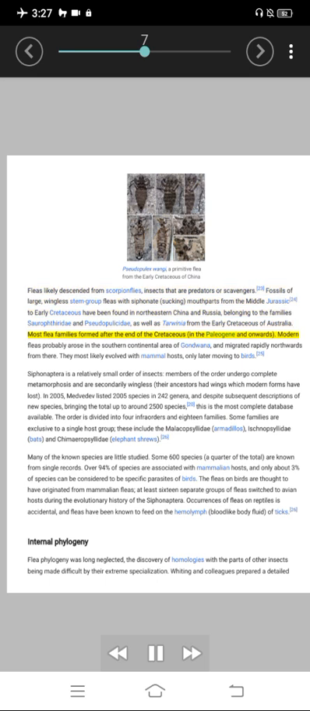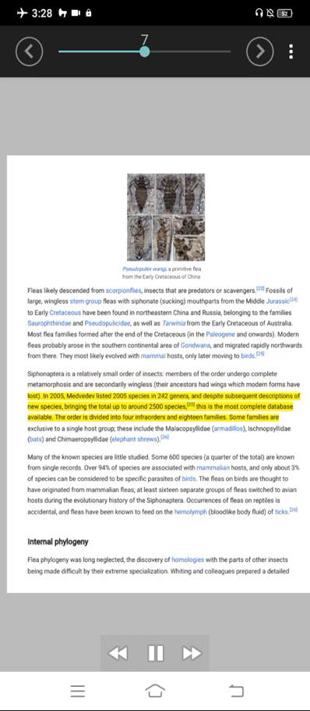Most flea families formed after the end of the Cretaceous, in the Paleogene and onwards. Modern fleas probably arose in the southern continental area of Gondwana, and migrated rapidly northwards from there. They most likely evolved with mammal hosts, only later moving to birds. Siphonaptera is a relatively small order of insects. Members of the order undergo complete metamorphosis and are secondarily wingless. Their ancestors had wings which modern forms have lost.